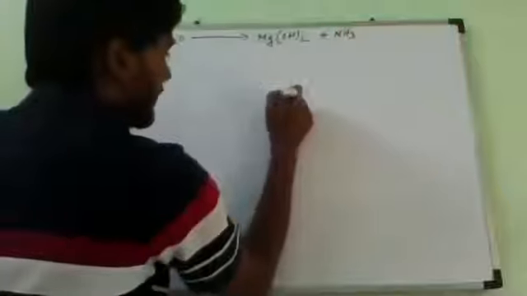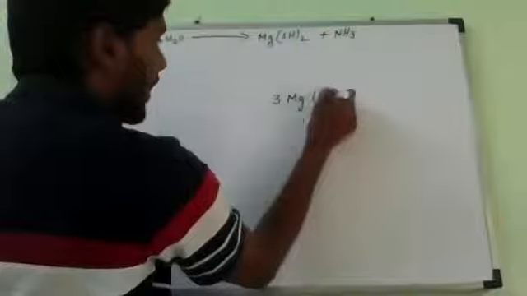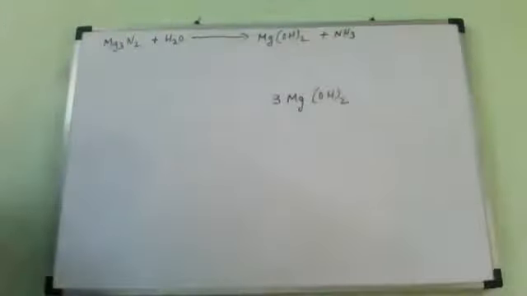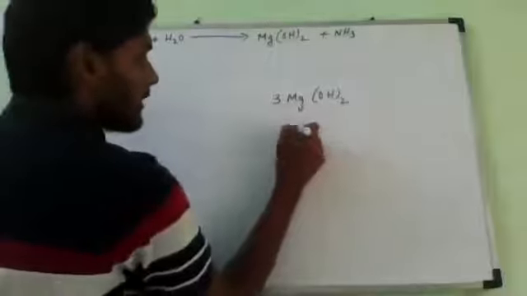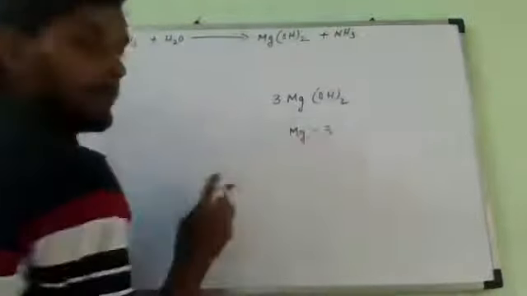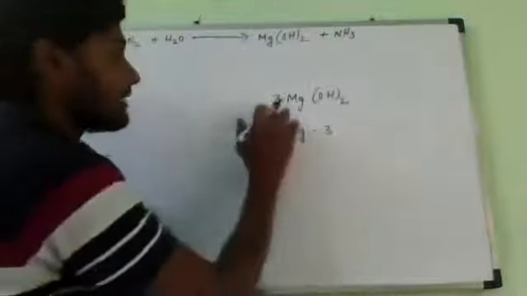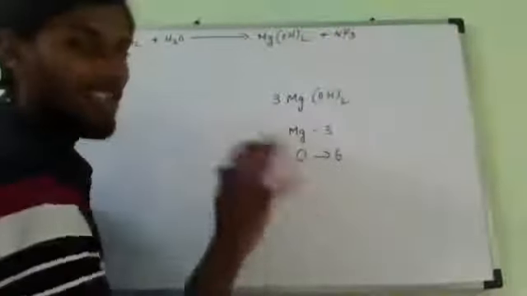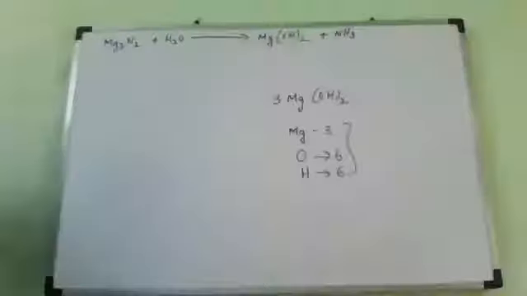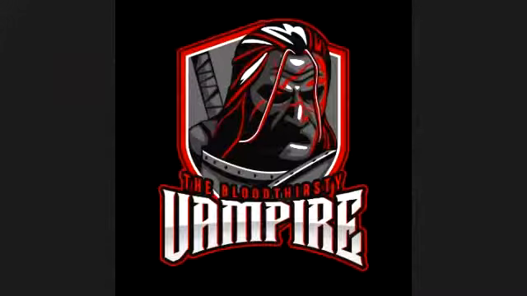Suppose like this will come: 3Mg(OH)2, for example, for your purpose only. Now tell me, how many magnesiums are there? Magnesium atoms are 3. And how many oxygens are there? Not 5, 3 twos are 6. Next, how many hydrogens are there? No addition, multiplication. Hydrogen also 6. Like that it will come. Any doubt, ask me.